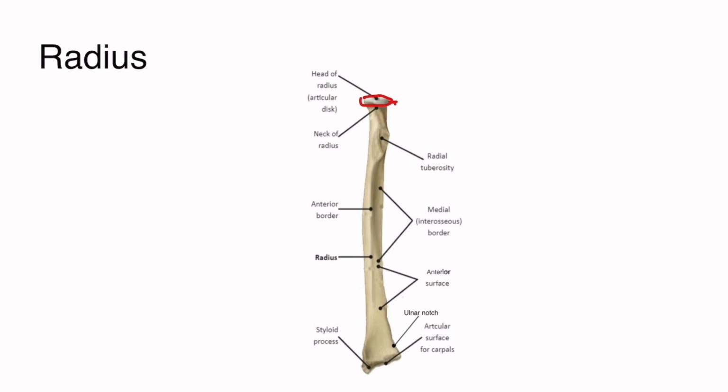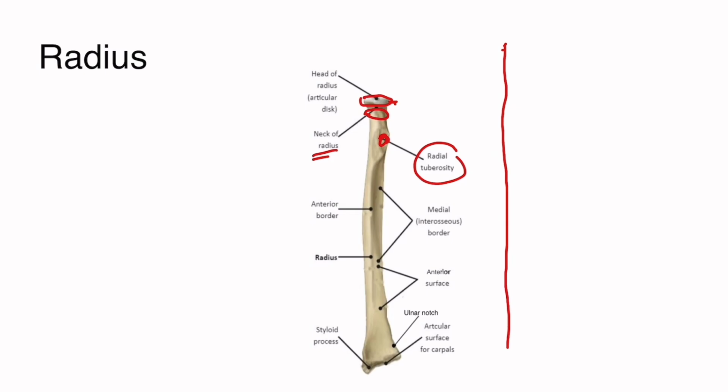Then neck of the radius, a narrow region just below the head. It provides an attachment site for the annular ligament, which helps stabilize the radial head. Radial tuberosity here, or bicipital tuberosity, a rough projection below the neck on the medial side. If we say that the medial side, so here is the imaginary midline of our body. It serves as the attachment site for the biceps brachii tendon, enabling flexion at the elbow.